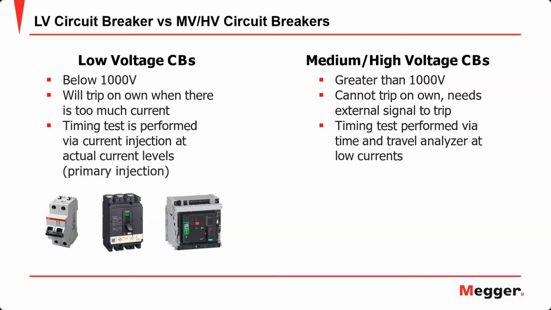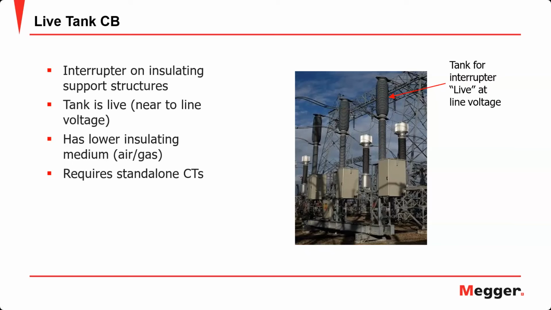As for medium and high voltage circuit breakers, they are usually rated for higher than 1000 volts, and they cannot trip on their own. They need external signals to trip, like a signal from a relay. Timing tests are usually performed using a time and travel analyzer or circuit breaker analyzers. Let's go into details with the different types of medium and high voltage circuit breakers, which will be our focus today. We'll be focusing mostly on medium and high voltage circuit breaker testing.